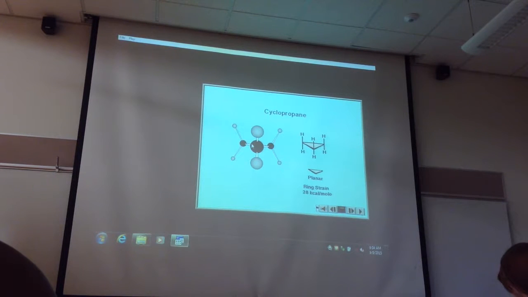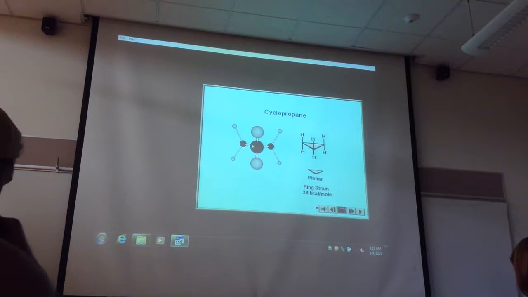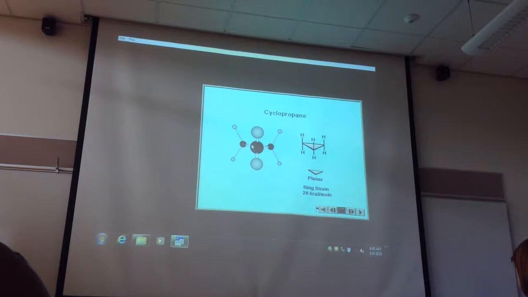So when I start with the cyclopropane, it is planar. Cyclopropane is planar. And we represent those hydrogens up and down, right? We represent the hydrogens up and down. And I think I gave an example of that. We start introducing one more strain, okay?